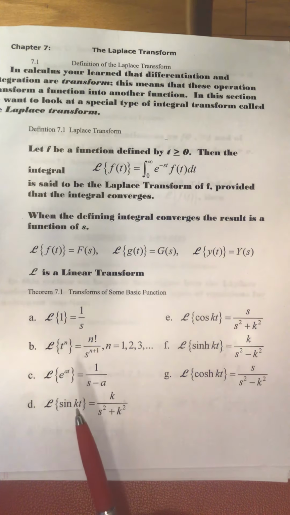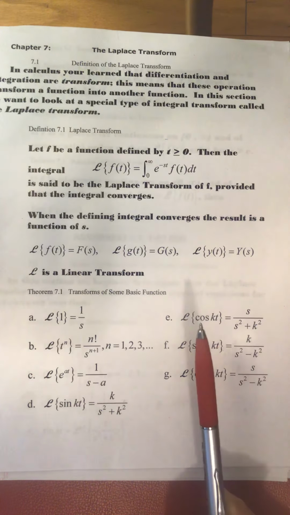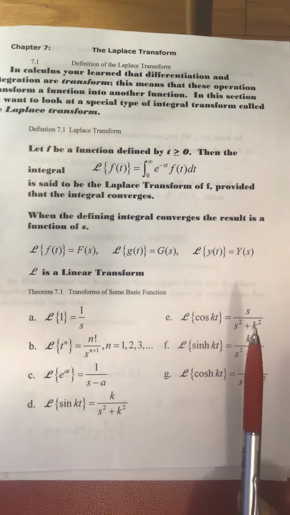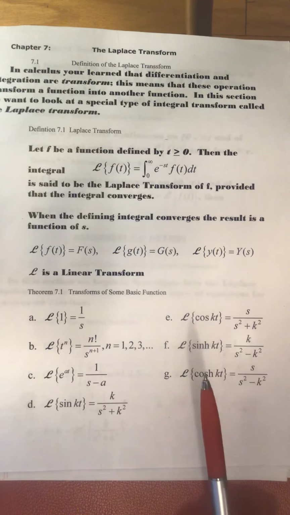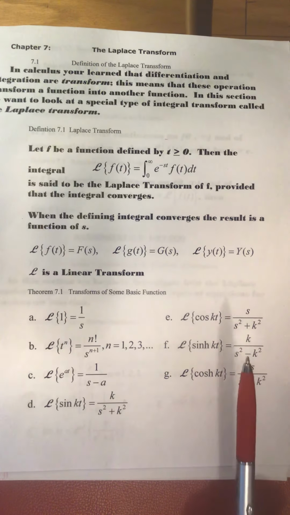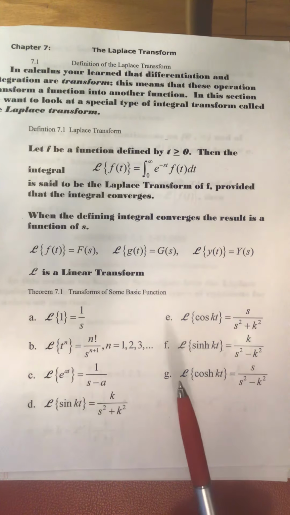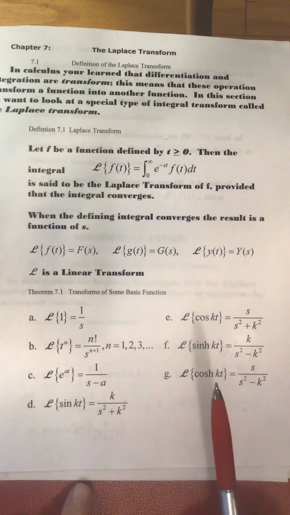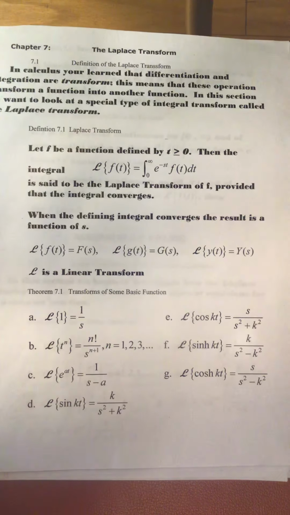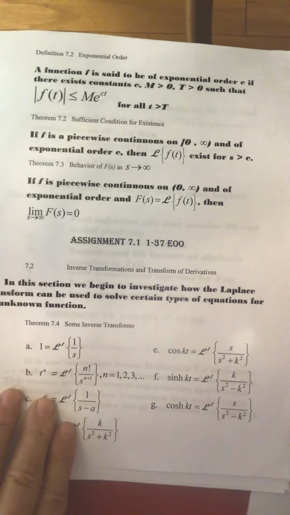Laplace of the sine of a constant times t is the constant over s squared plus k squared. Laplace of the cosine of a constant times t is s over s squared plus the constant squared. Hyperbolic functions: the Laplace of the hyperbolic sine of kt is k over s squared minus k squared. Very similar. They're related. And Laplace of the hyperbolic cosine of kt is s over s squared minus k squared. So all of those can be derived, and I'll do a pencast on that.